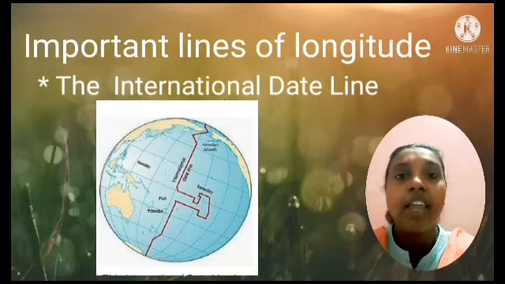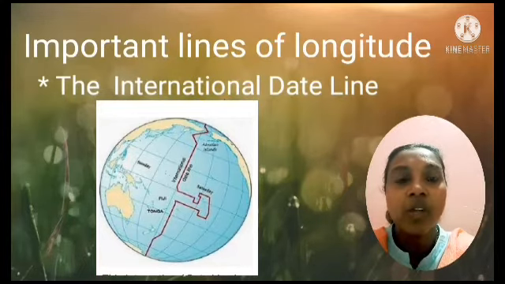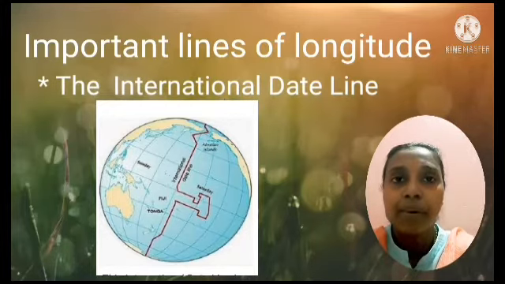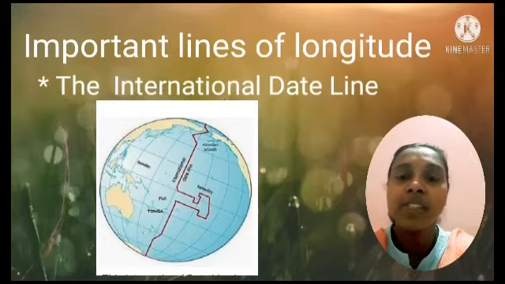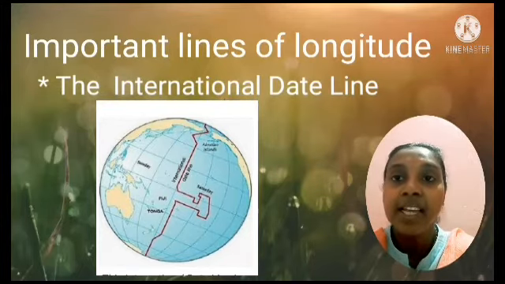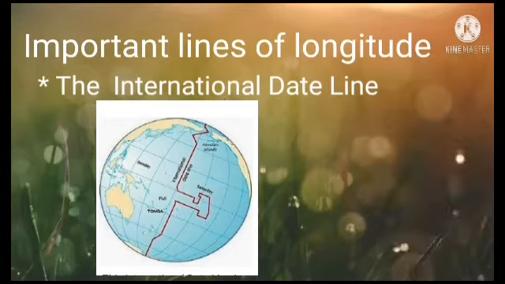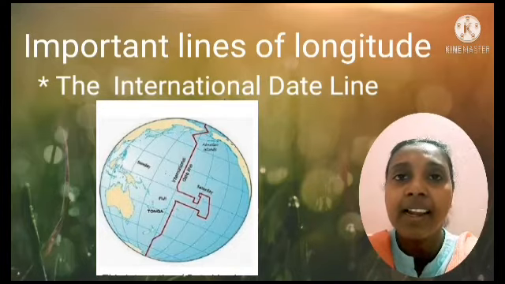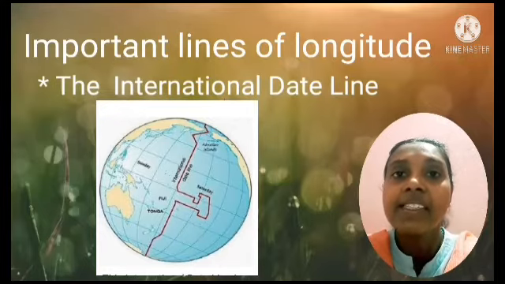For example, if it is 20th October to the west of the International Date Line, then it is 21st October to the east of the International Date Line. For example, the people who are living in the east of the International Date Line get 19th June, and the people who are living in the west of the International Date Line get 18th June. Is it clear? The International Date Line or IDL is not a straight line. It zigzags at a few places to avoid dividing some countries into two parts.